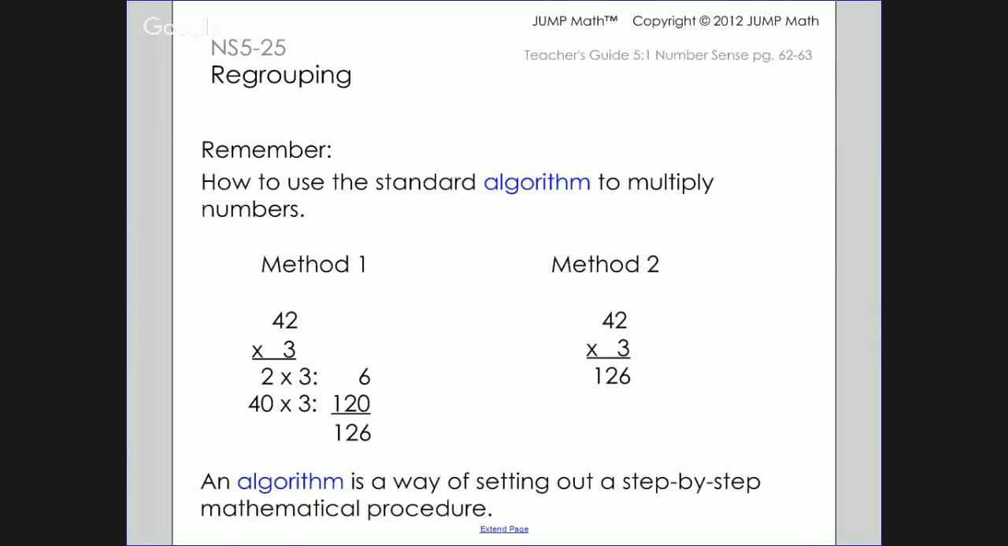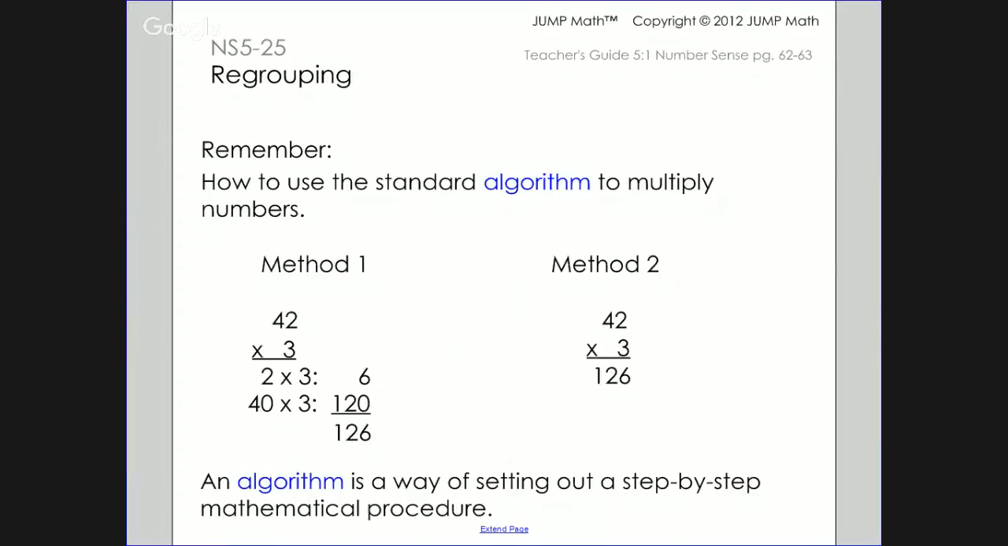So today we're going to go through the lessons, and I'll tell you at what point you're going to need to stop the video and record what you see on the screen into your math survival guide. Remember how to use the standard method, standard algorithm to multiply numbers. So we have method 1 and method 2. So we did this yesterday or in the previous lesson.